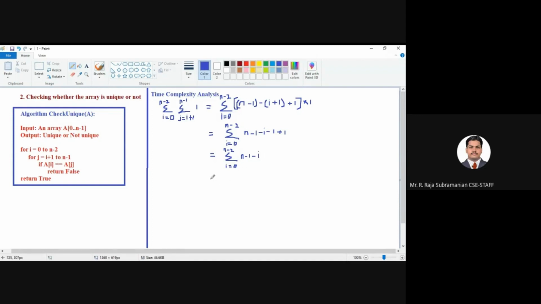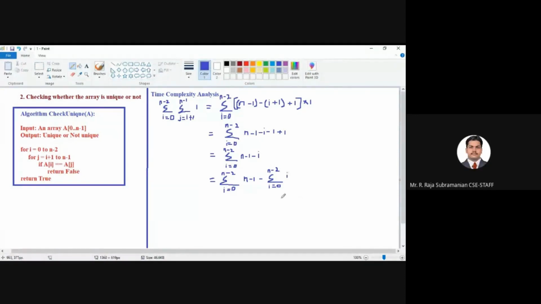So what I will do is, I will make this separate. You just tell me whether I'm doing it correctly or not, whether mathematically I can write it like this or not. I'll write for i equal to 0 to n minus 2, n minus 1, minus summation i equal to 0 to n minus 2, i. Can I write like this or not?